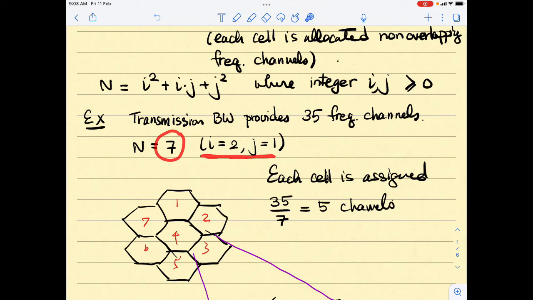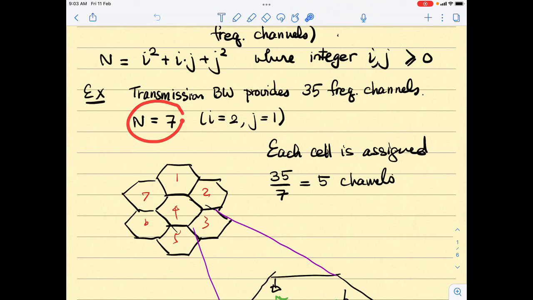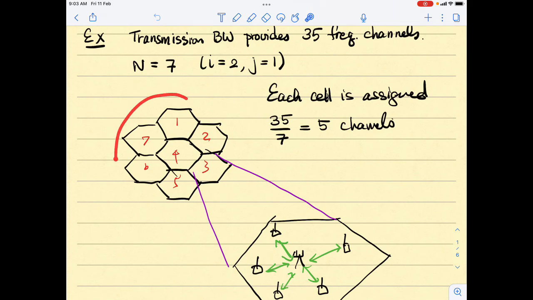This is when we set, for example, i equal to 2 and j equal to 1, or you can set i equal to 1 and j equal to 2. That means one cluster will consist of 7 cells which are not using the same set of frequencies, so they are not interfering with one another. Let's illustrate it here. This is a cluster where we have 7 cells: 1, 2, 3, 4, 5, 6, 7. All these 7 cells are going to use all the frequency channels.